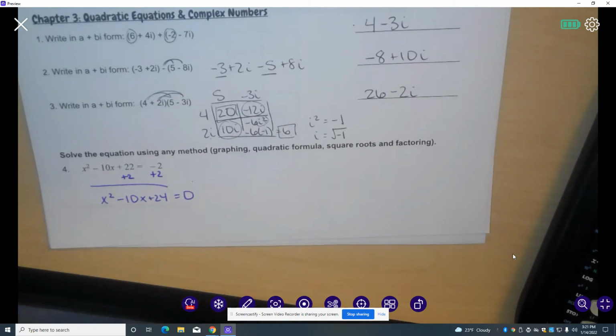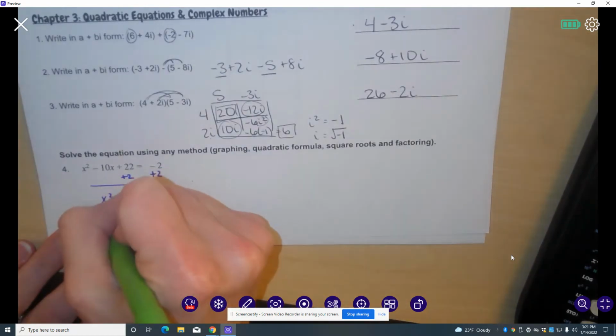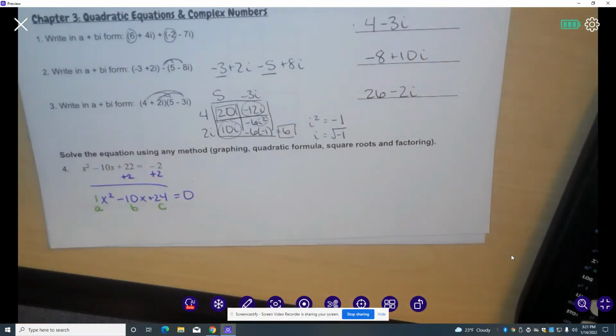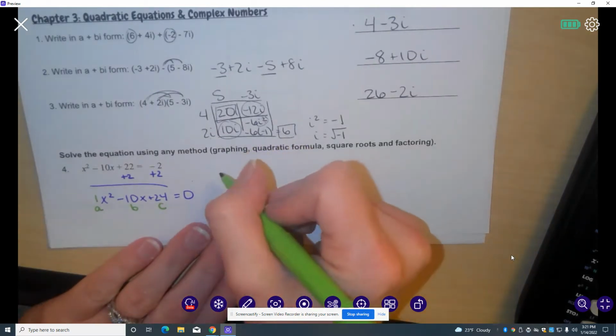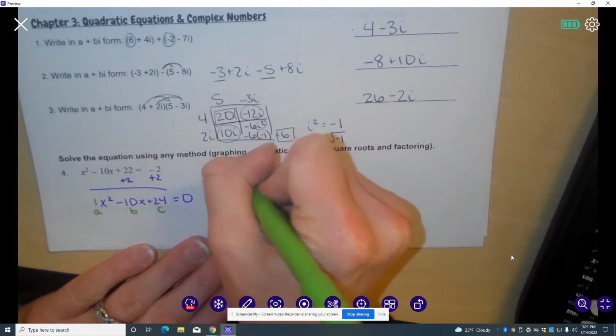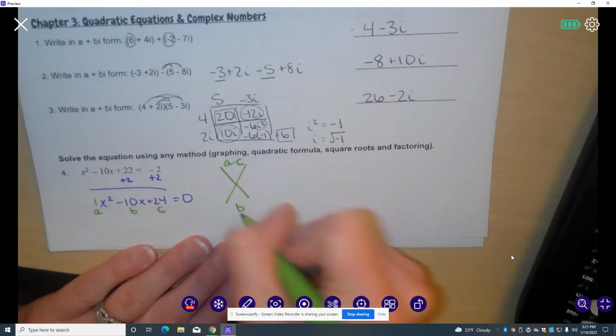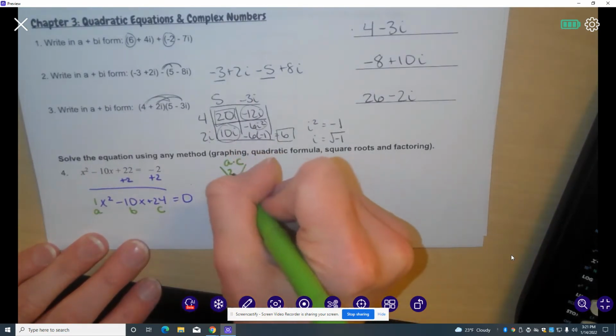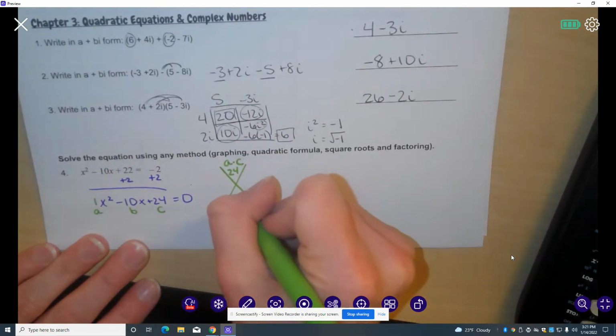And so I'll start by trying to show the factoring method to solve a quadratic equation. So remember, with factoring, I want to identify my A, B, and C values, and we're going to use the X box method. With this trinomial, I'm going to set up my X, and A times C goes in the top, and B goes in the bottom. So A times C, 1 times 24 is 24, and negative 10 is B.